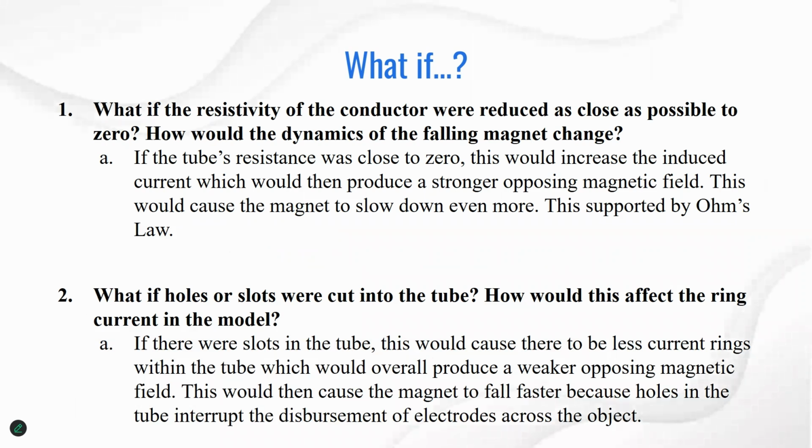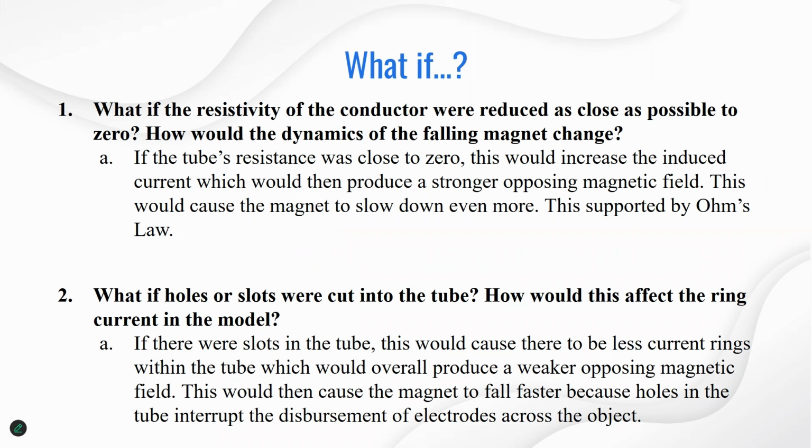So, what if the resistivity of the conductors were reduced as close as possible to zero? How would the dynamics of the falling magnet change? If the tube's resistance was close to zero, this would increase the induced current, which would then produce a stronger opposing magnetic field. This will cause the magnet to slow down even more, and this idea is shown and supported by Ohm's law.